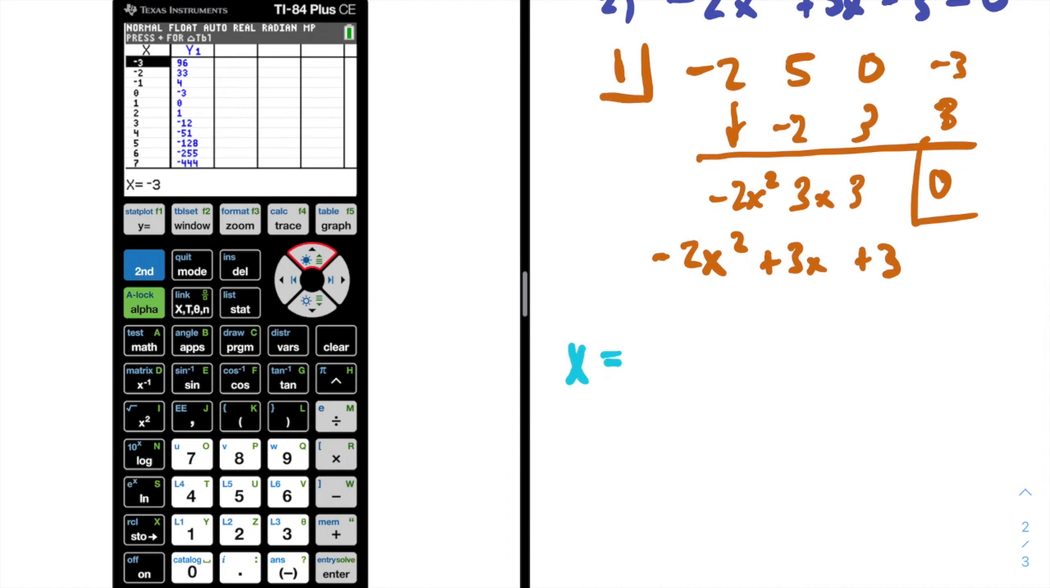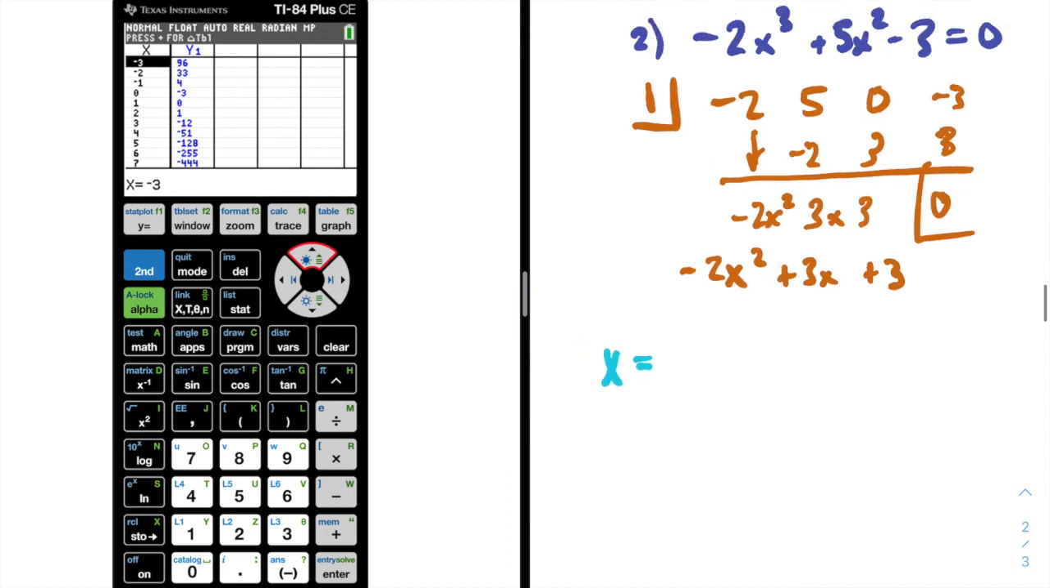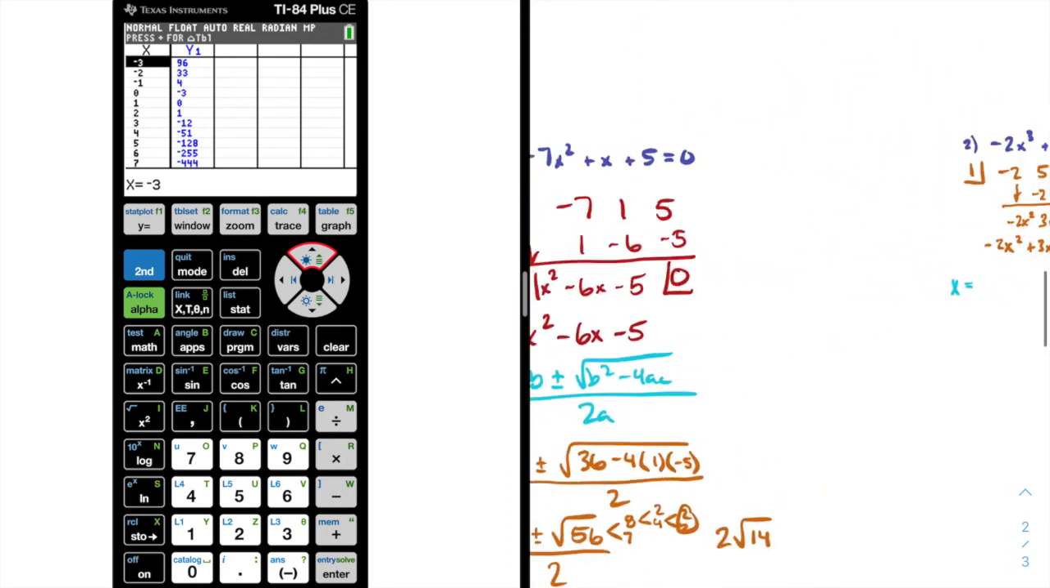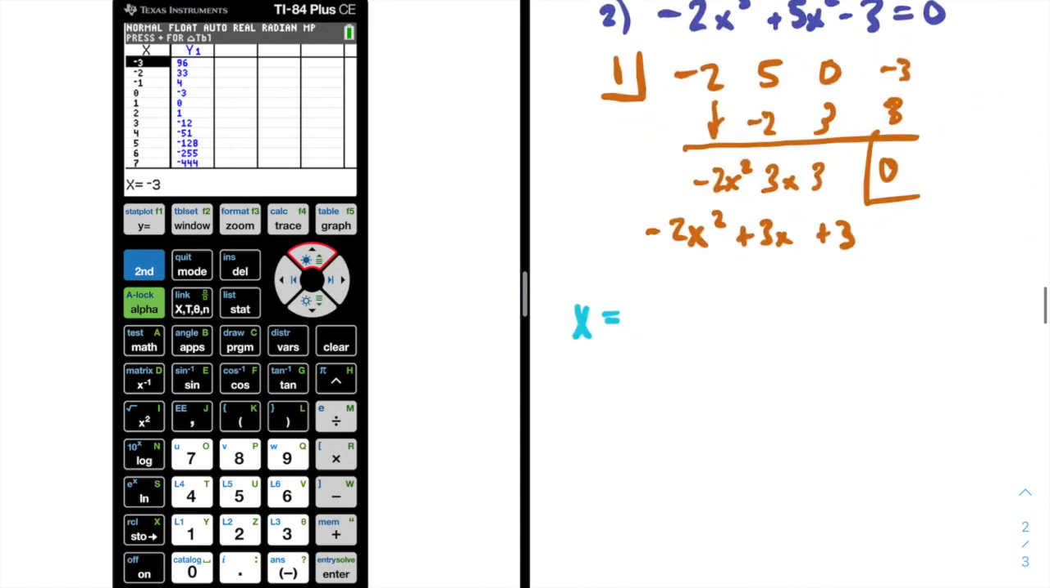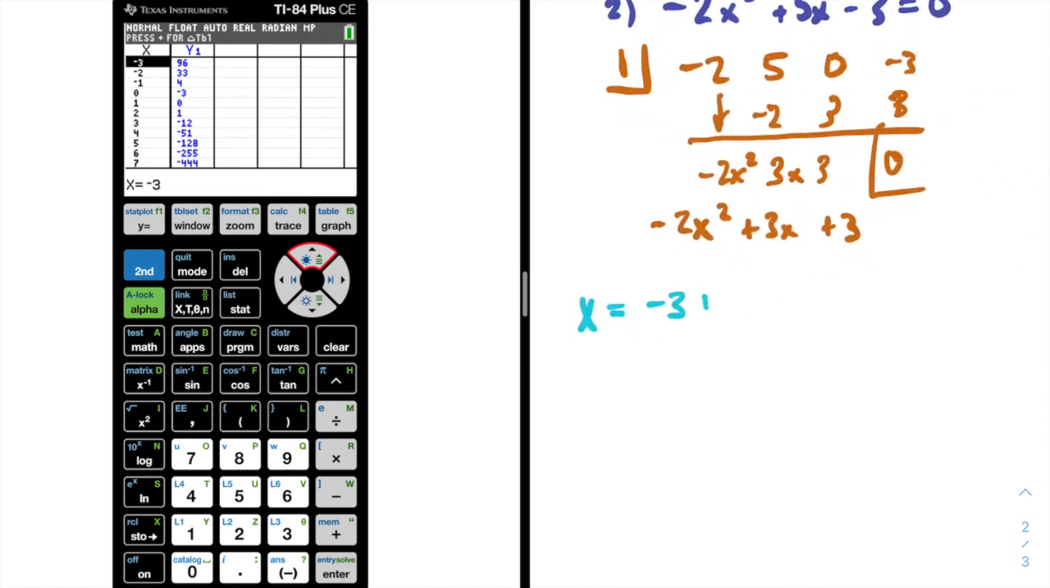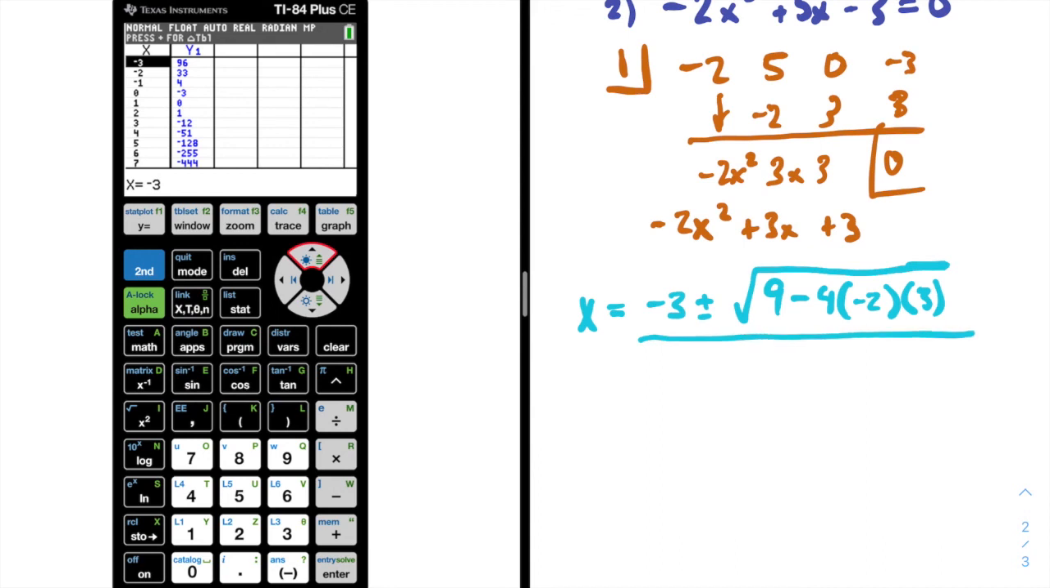Quadratic formula, x equals negative b. So negative b is over there, and that is negative 3 plus or minus the square root of b squared. 3 squared is 9 minus 4 times a, which is negative 2, times c, which is 3. And that'll all be over 2 times a, which is 2 times negative 2, negative 4. So again, we're going to do our discriminant first. So 9 minus 4 times negative 2 times 3.